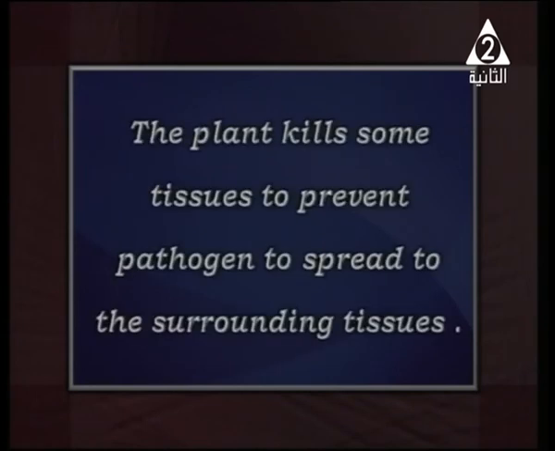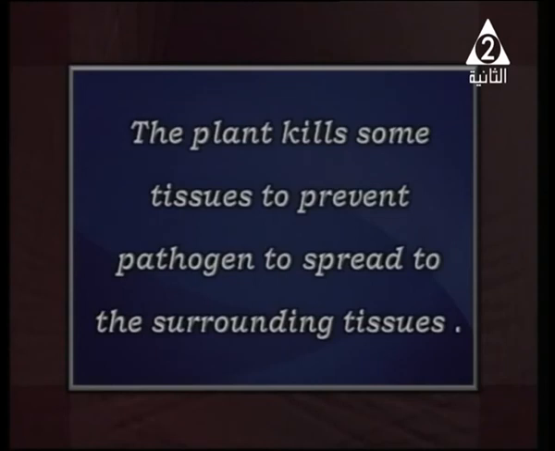The plant kills some tissue. Seriously, yes, the plant kills some tissue from itself, destroying the surrounding area to prevent the pathogens from spreading to the surrounding tissue. So we have an infected area in the plant, and the plant wants to remove it. But after removing the infected tissue, the plant kills the infected tissue and some healthy tissue surrounding it. All of that, why? To prevent spreading to the surrounding tissue, okay?